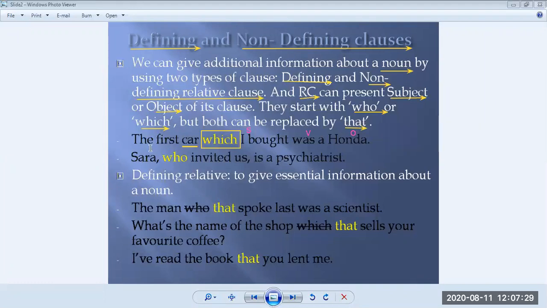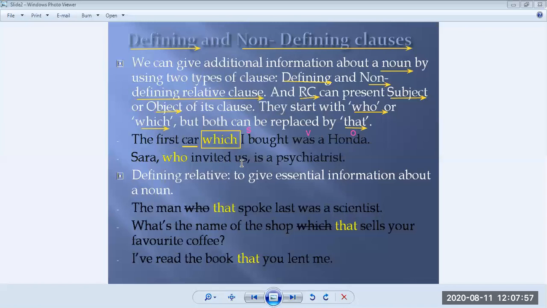So the first car, which I bought. Now this one is defining the car. Which one? The one which I bought first time was a Honda. So in this sentence, we're defining the car, which is Honda, the object. Which car was it? It was a Honda. Honda was the first car.